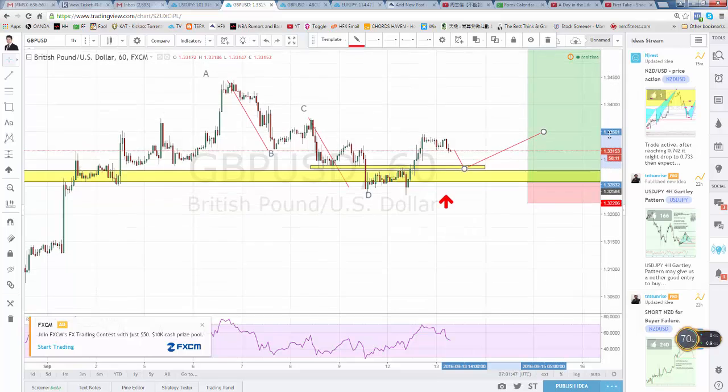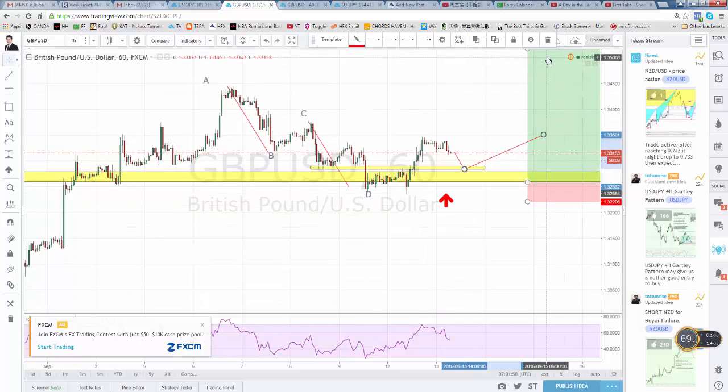Yep, this is my first profit target, and my second profit target will be right up there at 135. So these are my two targets. Stop loss has to go below here, so it's 132.20, around there.